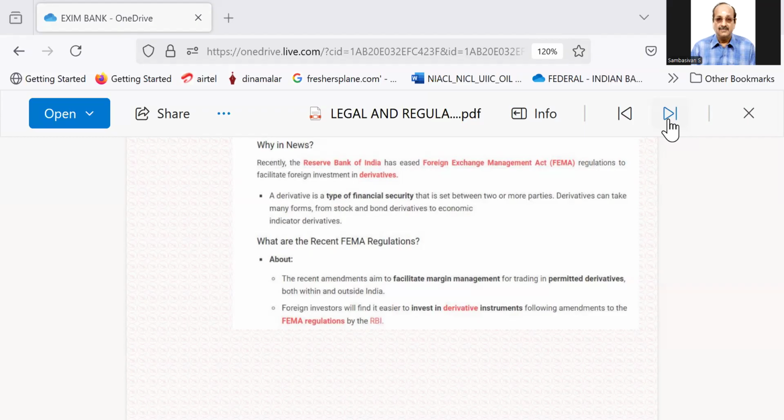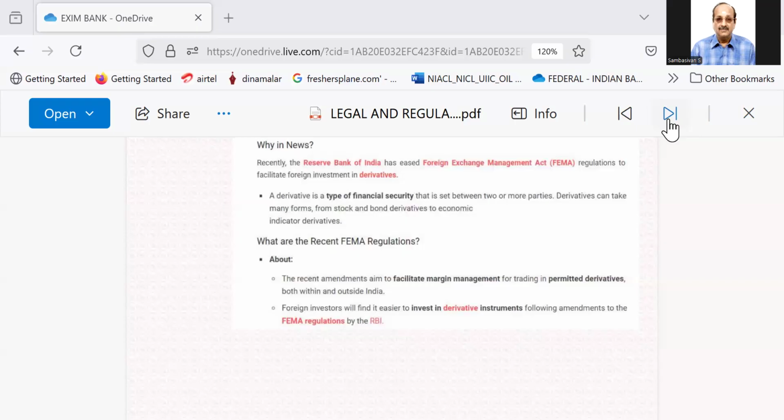The Reserve Bank of India has eased FEMA regulations to facilitate foreign investment in derivatives. A derivative is a type of financial security that is set between two or more parties. Derivatives can take many forms, from stock and bond derivatives to economic indicator derivatives.